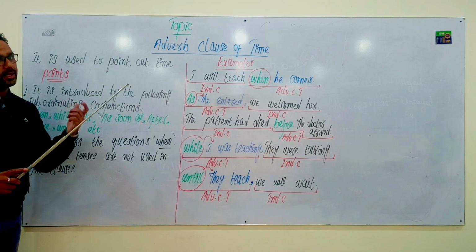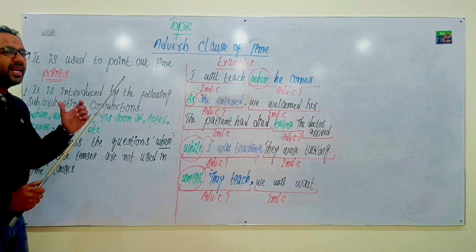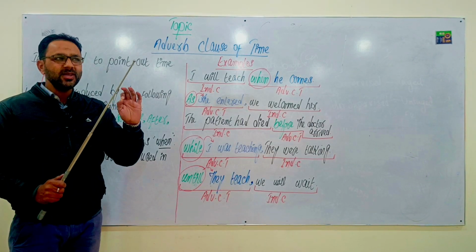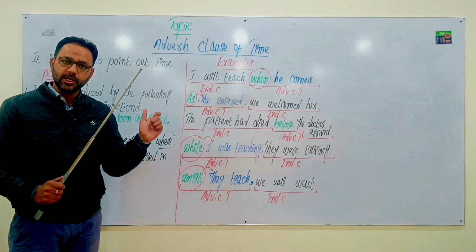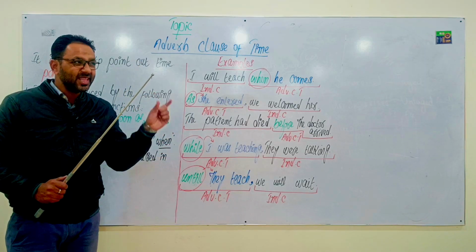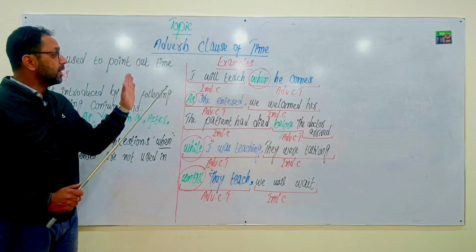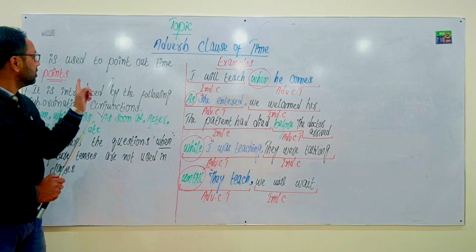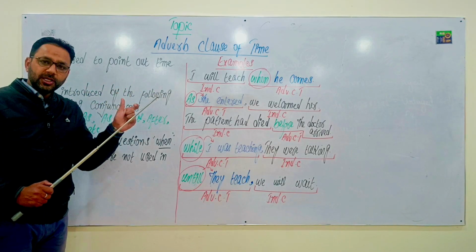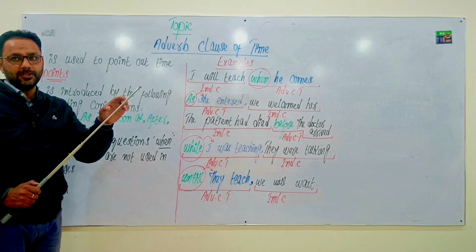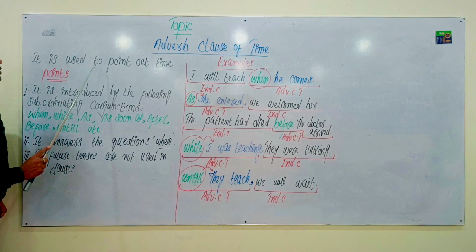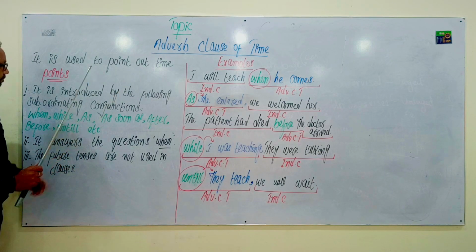An adverb clause is just like an adverb; the function which is done by an adverb is the same in the case of your adverb clause. It performs the same function, but an adverb is basically a word, whereas your adverb clause is a combination of subordinating conjunction, subject plus predicate. It is used to point out time.